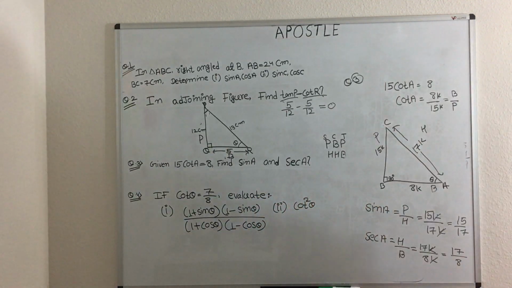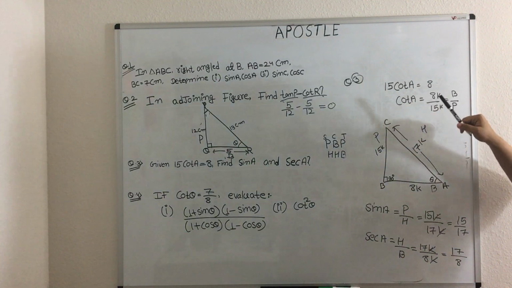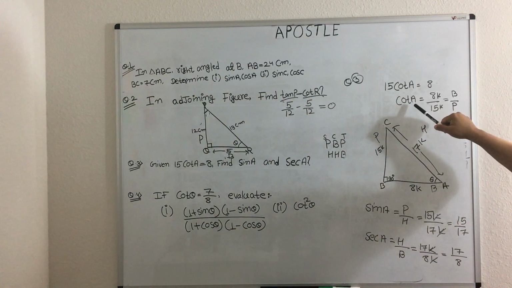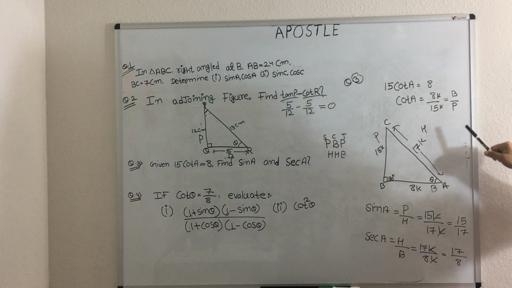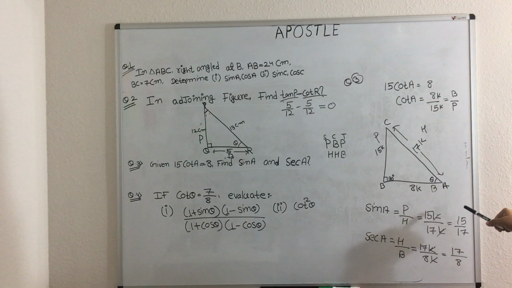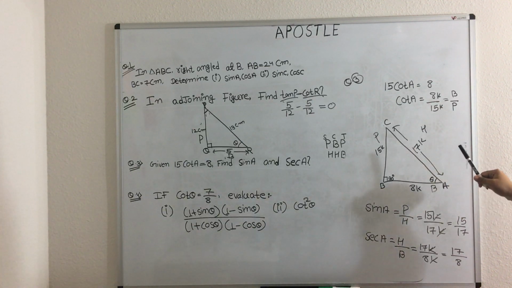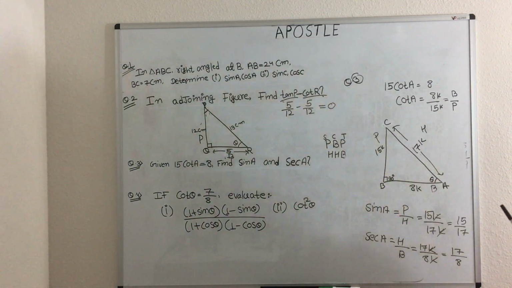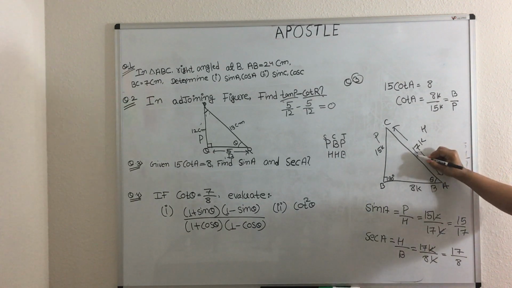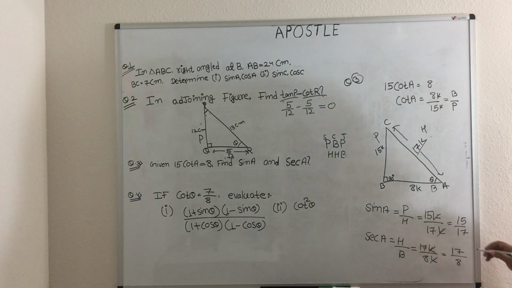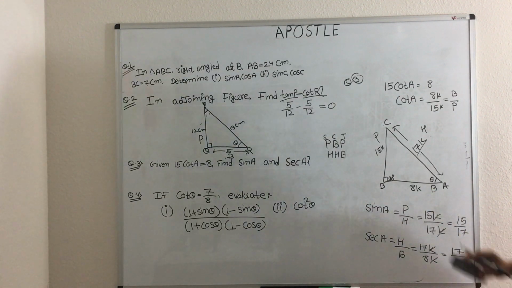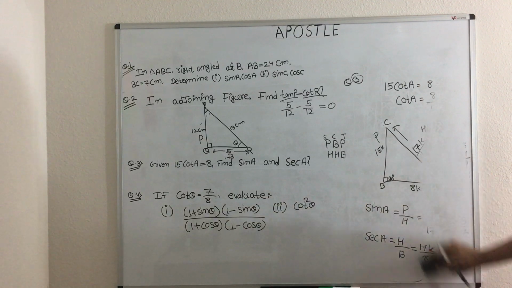So it is clear in this question, first of all we have to solve 15 cot A. The value of cot A is 8 by 15, which is base upon perpendicular. Now, we consider a right triangle ABC in which we have the values of base and perpendicular, and we have to find the hypotenuse, which we find by using the Pythagoras theorem, and that is 17k. Then we apply the formulas for sin A and sec A and we get the answer. Clear? Now we are going to proceed toward question number 4.